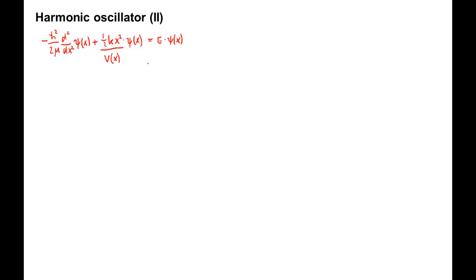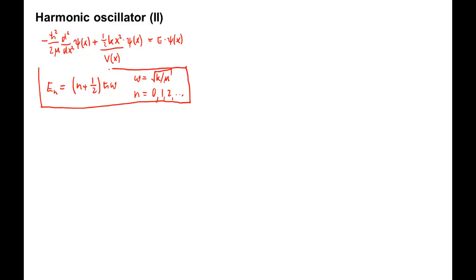When solving this equation and requiring that the ψ solutions are normalizable, we see that the energy values are quantized. We get E_n equals (n plus 1/2) times ħω, where ω is the oscillator frequency, square root of k over μ with the reduced mass μ, and n is the quantum number, 0, 1, 2, and so on. Only for these energy values do we get normalizable solutions for ψ.